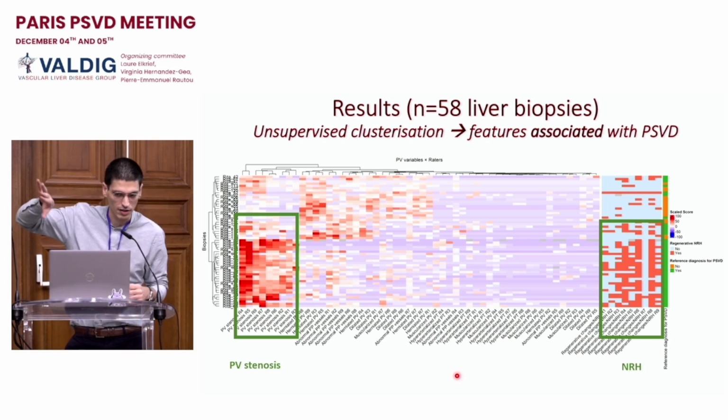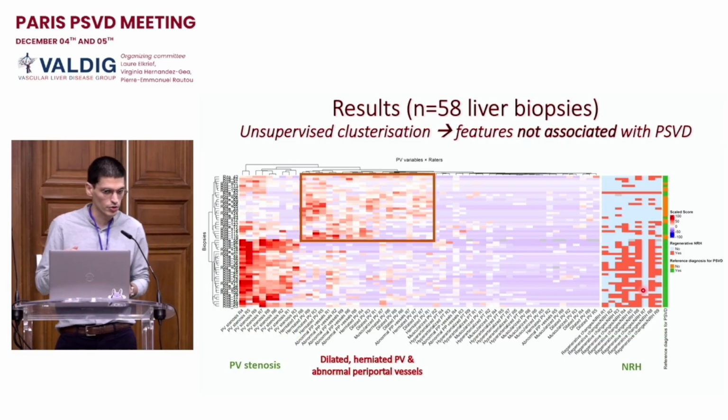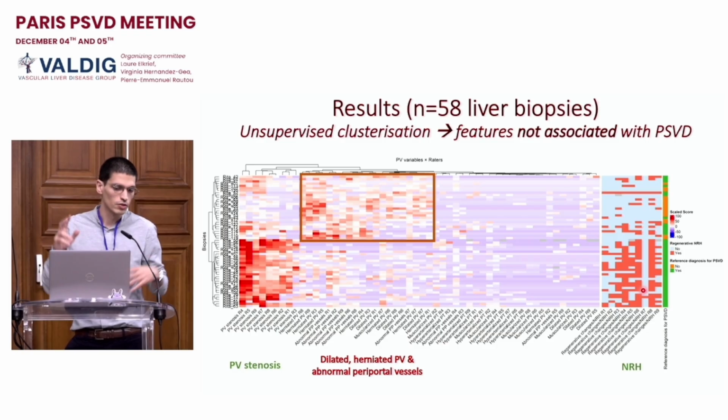And the other one on the right of the graph is NRH and regenerative changes, which were also very much correlated. And on the other end, some so-called non-specific features, such as dilated herniated portal vein and abnormal periportal vessel. Like previous work, we show here too that they are not very well associated with the diagnosis, and in fact, they are often observed in normal liver.